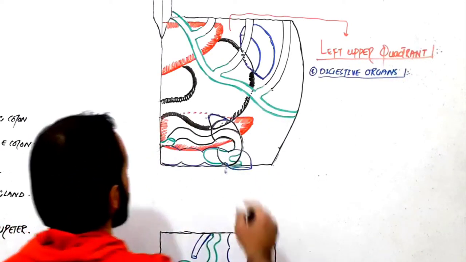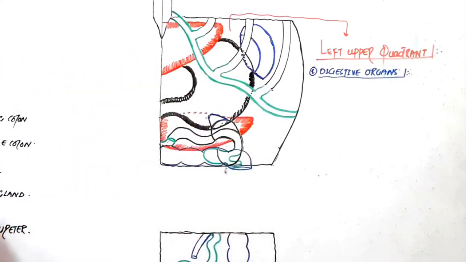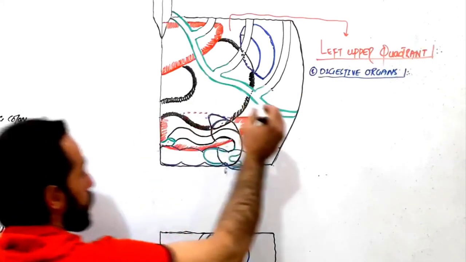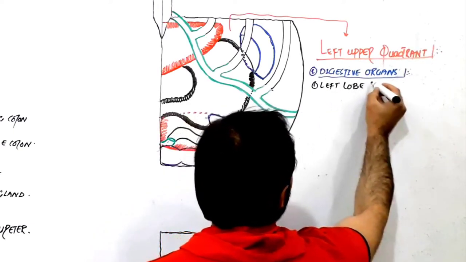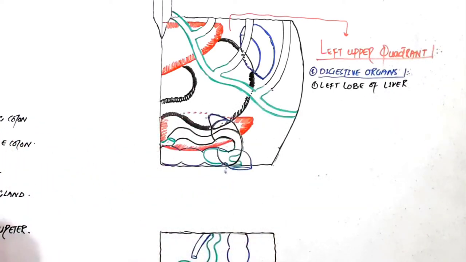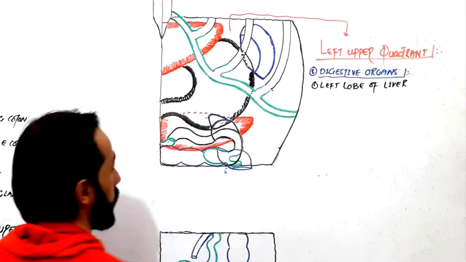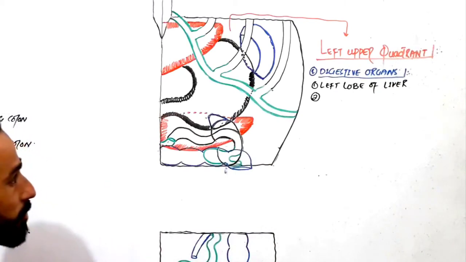Look carefully, friends. The first and the most important thing that you see here is the left lobe of the liver, right? As you can see here, we have drawn the liver. Most of the right lobe of the liver is present in the right upper quadrant, but the left lobe of the liver moves towards the left upper quadrant of your abdominal cavity. So first of all, we say that the left lobe of liver is found in the left upper quadrant of the abdominal cavity. As you can see, I have drawn only a very little part of the left lobe of the liver here, right?